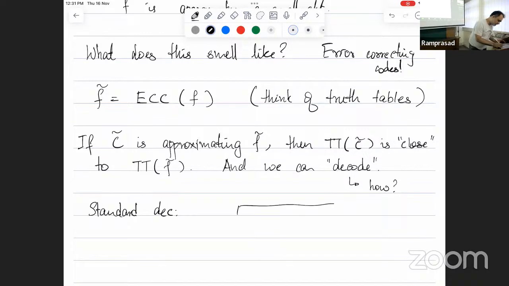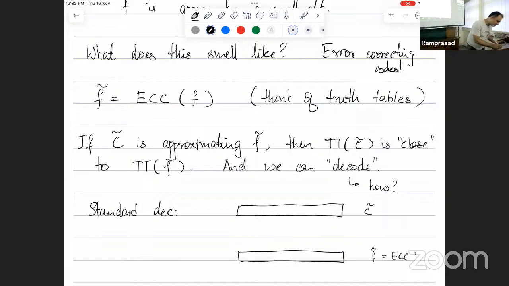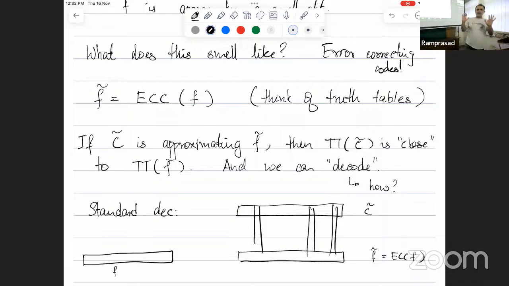Okay, so I have the circuit C tilde, which I have now expanded out as a truth table. And apparently this agrees with the truth table of F tilde, which is the encoded version of F, in the sense that there are lots of points in which they are the same. There's some delta fraction on which it's the same. And the actual F is the message that I care about.